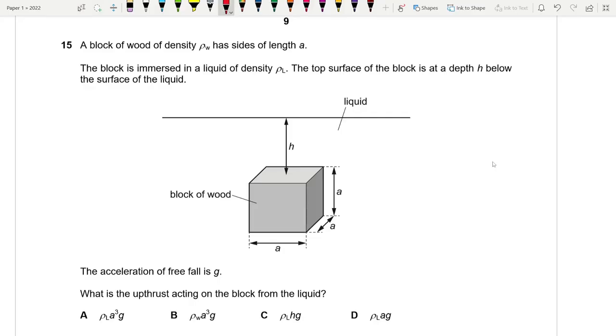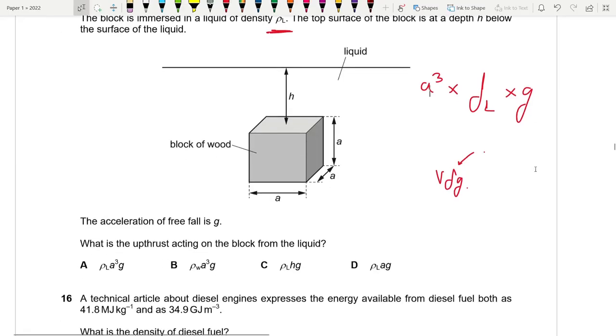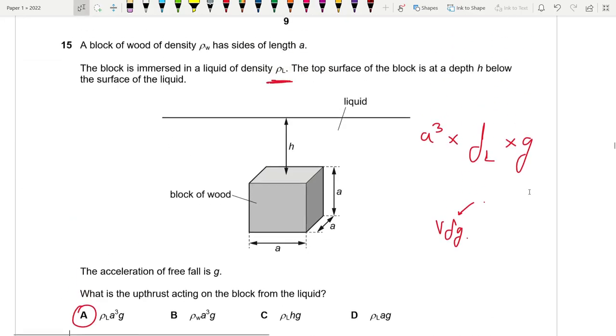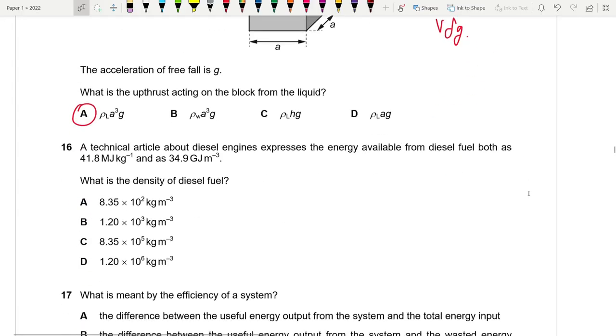So remember, the formula for upthrust is v rho g, guys. It's v rho g. Do you guys understand? Where rho is the density of the fluid you're in. Okay, not the density of the block, but the fluid. So it's gonna be rho L, liquid, times g times the volume. Since this is a cube, it should be a cubed rho L g. We should go with 15A. Get it? They just gave you this rho W to trick you.